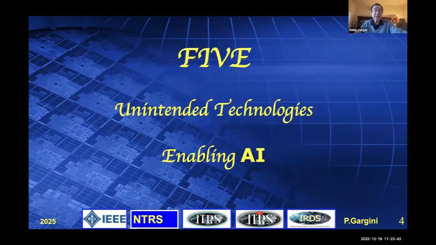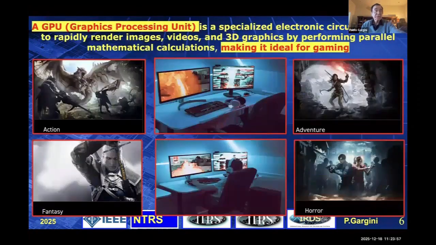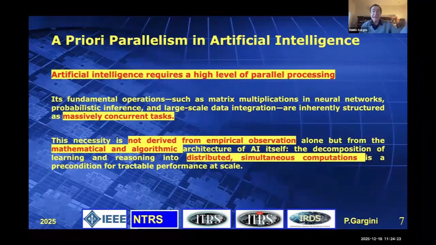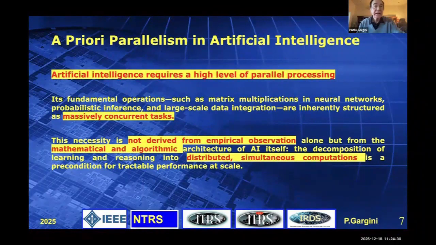The reason is that five completely unintended technologies, developed for completely different purposes, came together. The first one is the GPU. GPUs were developed for a very specific reason, to build games. The point was to make images that were extremely good and exciting. To do so, however, they had to process a lot of pixels in parallel. Now, if you look at another definition related to artificial intelligence, by definition it wants to process a gigantic amount of data in parallel.